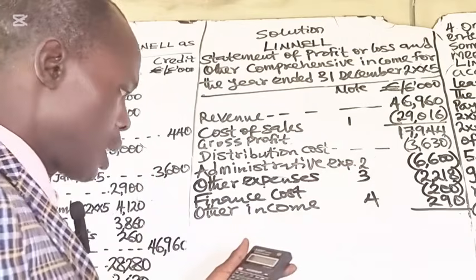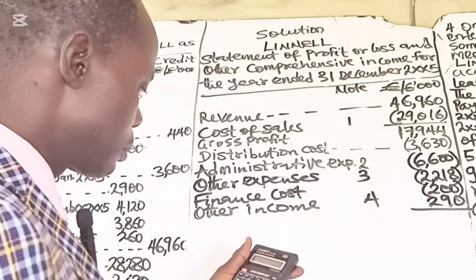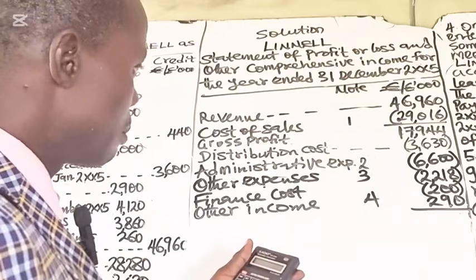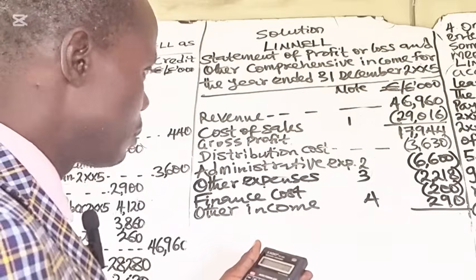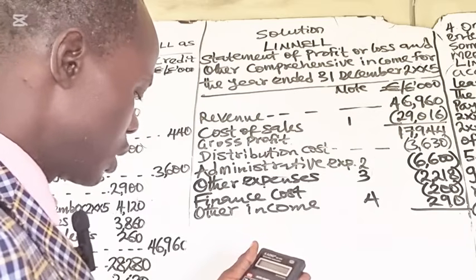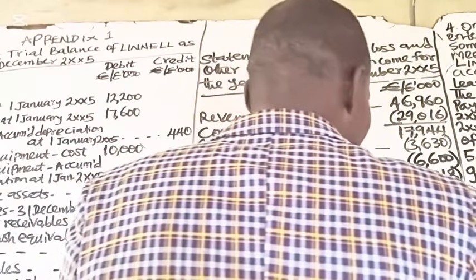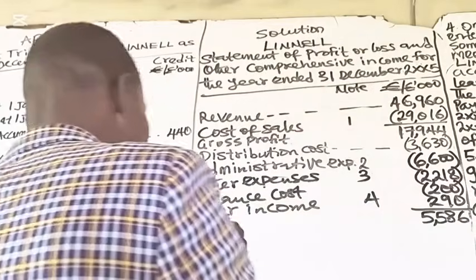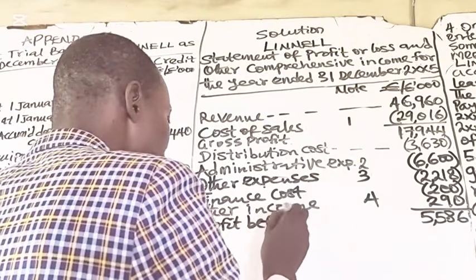17,944,000 plus minus 3,630,000 minus 6.6 million minus 2,218,000 minus 200,000 plus 290. So we have 5,586. 5,586. And this is profit before tax.